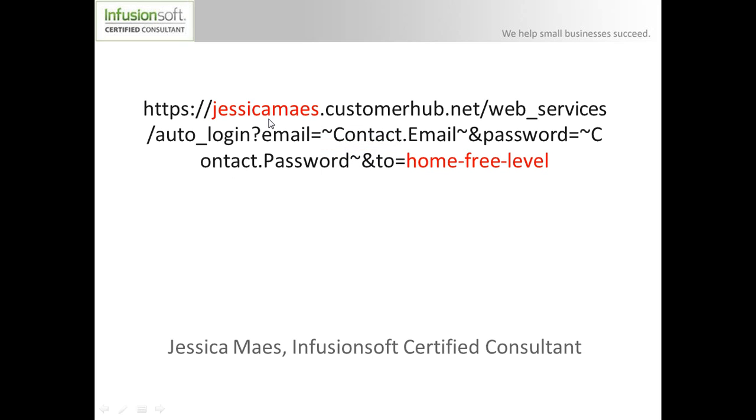Number one, I've highlighted them both in red. So right here, Jessica Mays, this is part of what I had said previously, part of the URL address for my membership site. My membership site is jessicamays.customerhub.net. Your CustomerHub site is something different, .customerhub.net. So it's a matter of swapping out where it says Jessica Mays with whatever your membership site name is. I can show you where you can find that, and like I said, you simply swap out, you take out Jessica Mays, you put your information in.